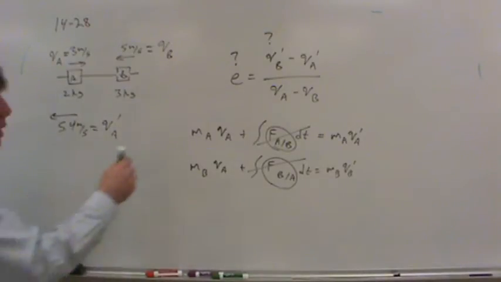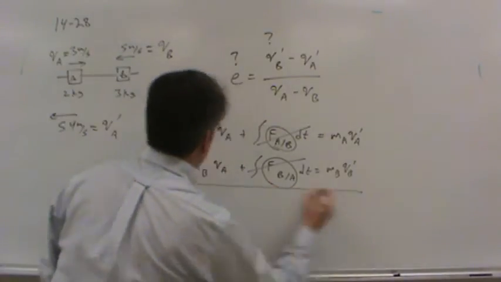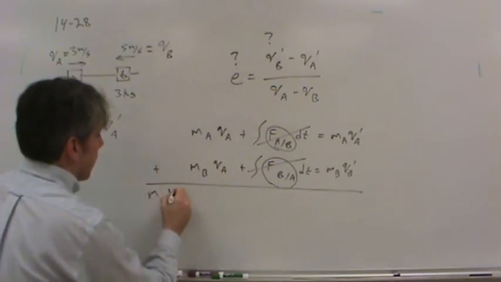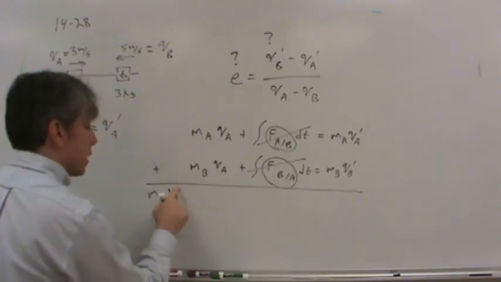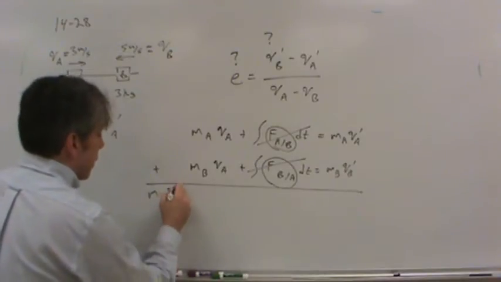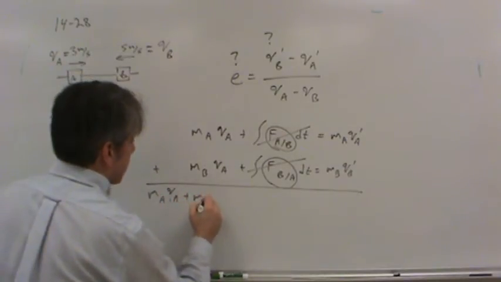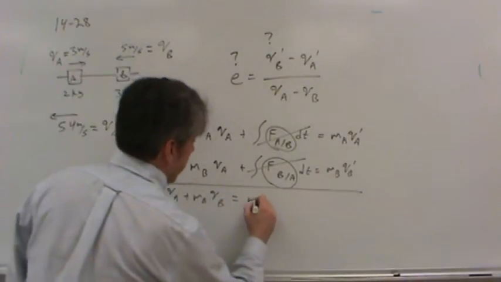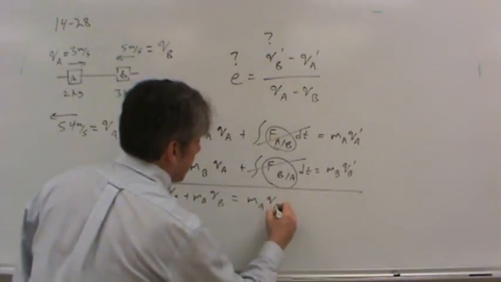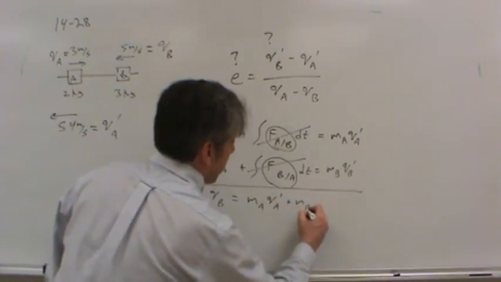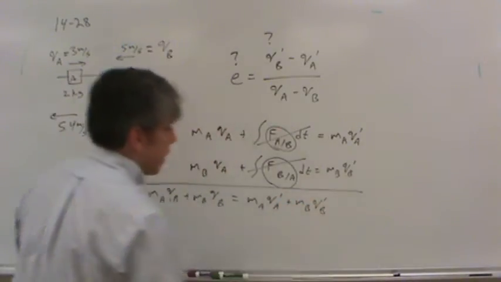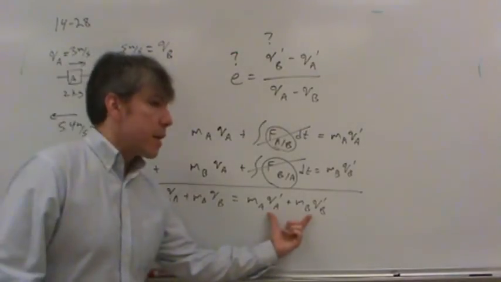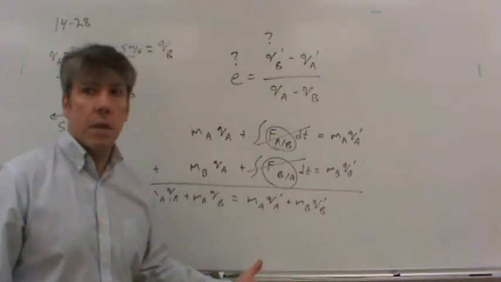So anyway, let's just add the two equations. The mass of A multiplied by the initial velocity of A plus the mass of B times the initial velocity of B then is equal to the mass of A times the final velocity of A plus the mass of B times the final velocity of B. So all we said is that the initial momentum of the system equals the final momentum of the system. That's all this says.